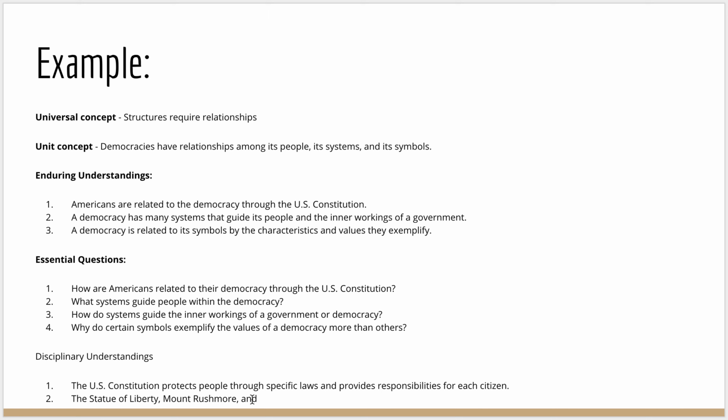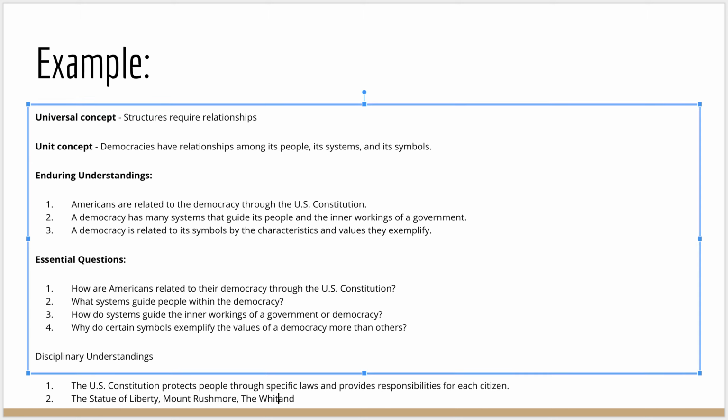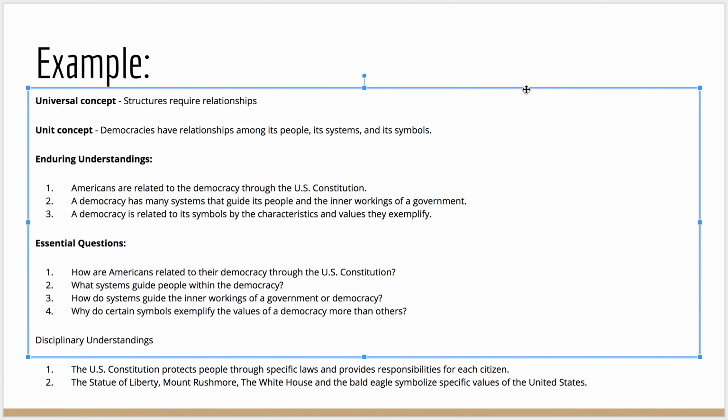The Statue of Liberty, Mount Rushmore, the White House, and the Bald Eagle symbolize specific values of the U.S. democracy, of the United States. Okay, so both of these statements beg the question of how. How do these symbols kind of exemplify the values of the United States? How does the U.S. Constitution protect people with specific laws and provide specific responsibilities?